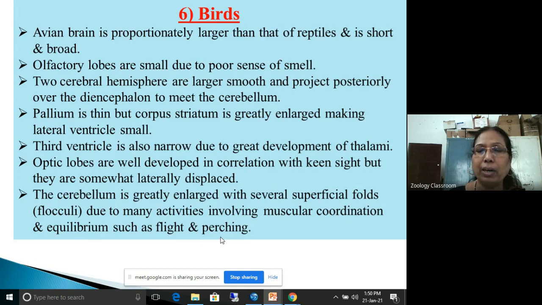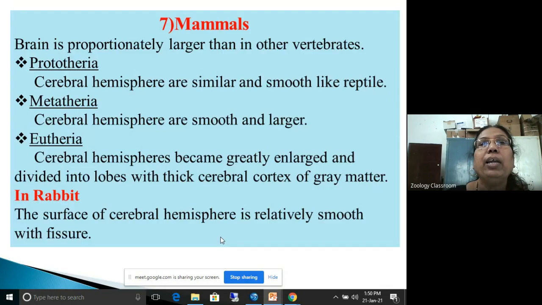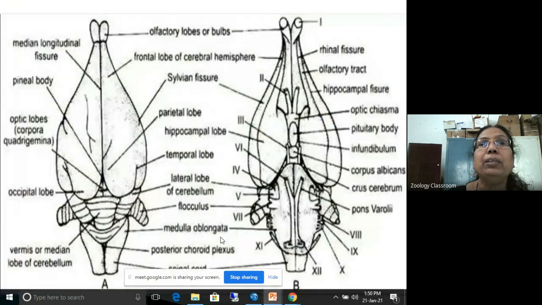So the bird brain is also better developed than the reptile brain. Then the next and last one is mammals. In mammals, in practical you study in the last year the fowl brain, and this is the rabbit brain. The cerebral hemispheres have a number of convolutions. The olfactory lobes, or olfactory bulbs, are also well developed. The forebrain consists of the olfactory bulb, cerebral hemisphere, and diencephalon.